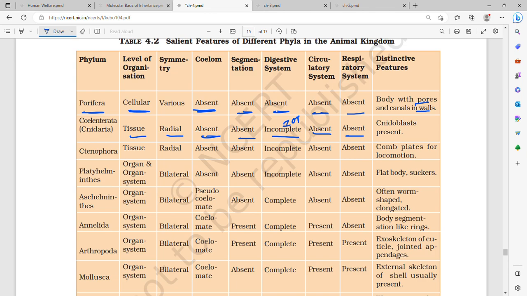Distinctive features in Coelenterata or Cnidaria: they have a central gastrovascular cavity. They have cnidocytes or cnidoblasts, which have nematocysts, which are stinging cells. The cnidocytes or cnidoblasts help in anchorage, help in catching of the prey, and help in defense.